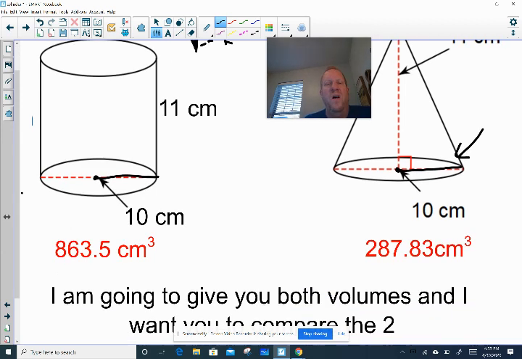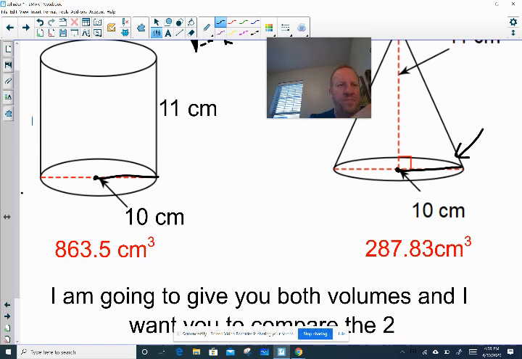In the first case, my volume in my cylinder, I'm not going to tell you how I came up with these because we're going to talk about how and why they compare. In my first case, I have a cylinder. It has 863.5 centimeters cubed. In the other case, my cone has a volume of 287.83 centimeters cubed. Now, just looking at numbers, maybe you can figure it out, maybe you can't, but we're gonna work on it.